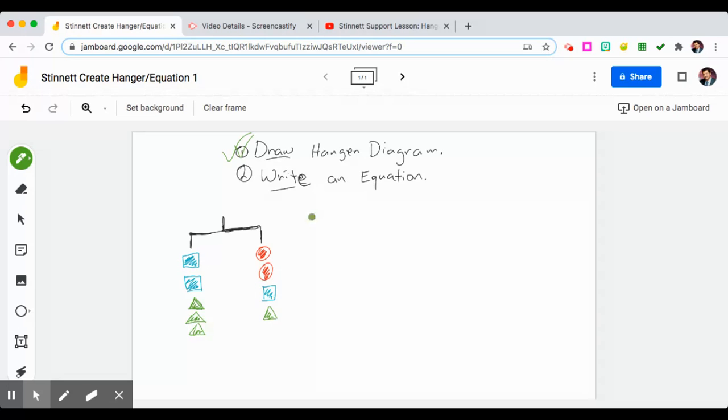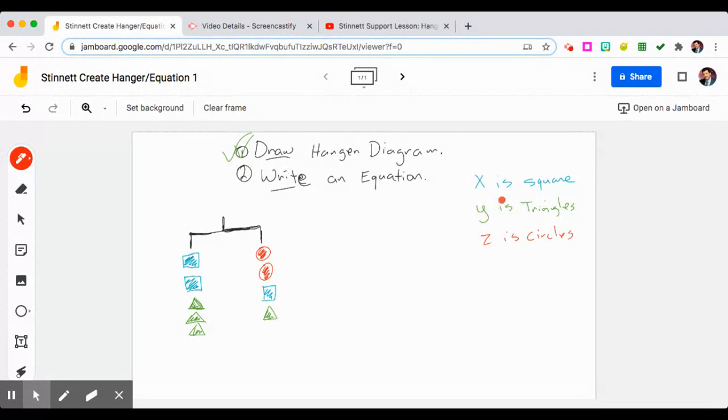I'm going to say that my x is squares, my y is triangles, and z is my circles. Now here's the thing: you don't have to do it this way.